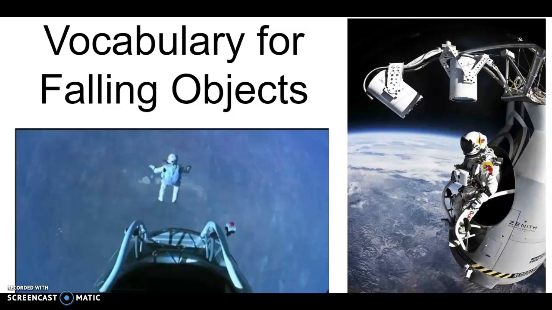Hey, science crew. Today I wanted to help you out with a couple vocabulary words that will enable you to describe what's happening with objects as they fall through the sky. These three words will help us understand better why objects fall the way they fall. For example, why if we drop a feather and a hammer on the moon, they hit at the same time.